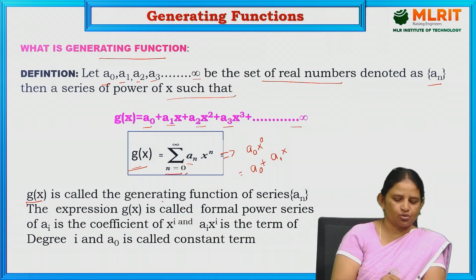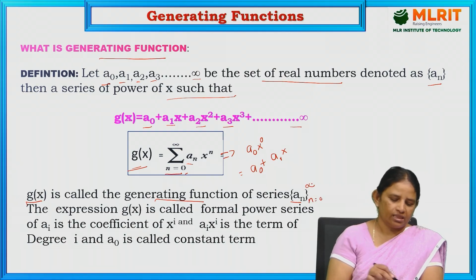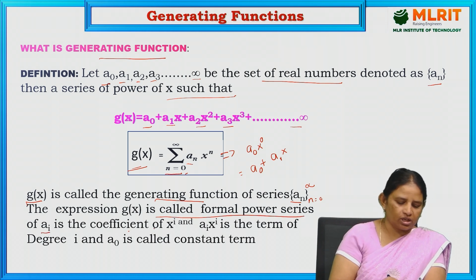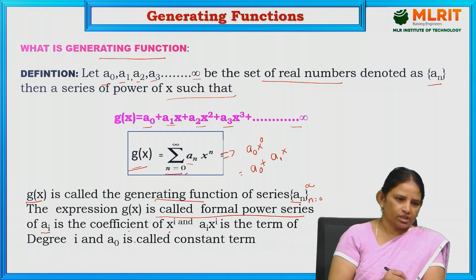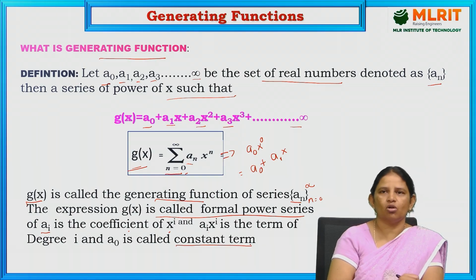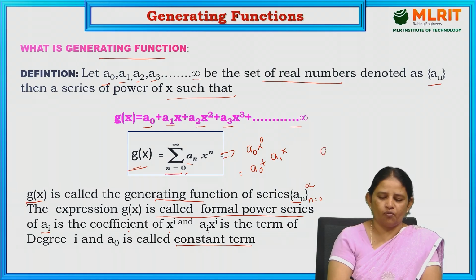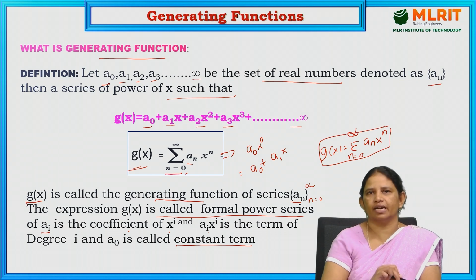Here g(x) is called the generating function for the sequence a_n where n is between 0 and infinity. Then g(x) is called a formal power series. a_i is the coefficient of x^i, and a_i x^i is the term. The degree is i, and a0 is called the constant term. So what is a generating function? A generating function is denoted as g(x) = sigma n equal to 0 to infinity a_n x^n, the summarized form of the generating function.